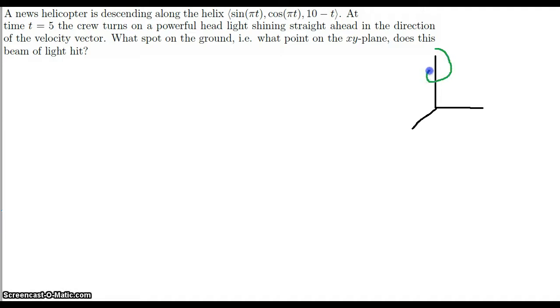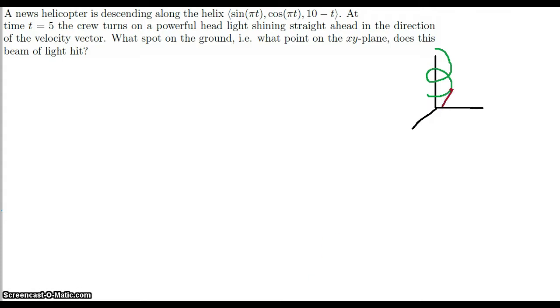sort of coils around, goes under here, continues that, and at a certain spot though, at t equals 5, let's just mark it off as, I don't know, like here, t equals 5, the crew turns on a powerful headlight shining straight ahead in the direction of the velocity vector. You know, the velocity comes off tangent.